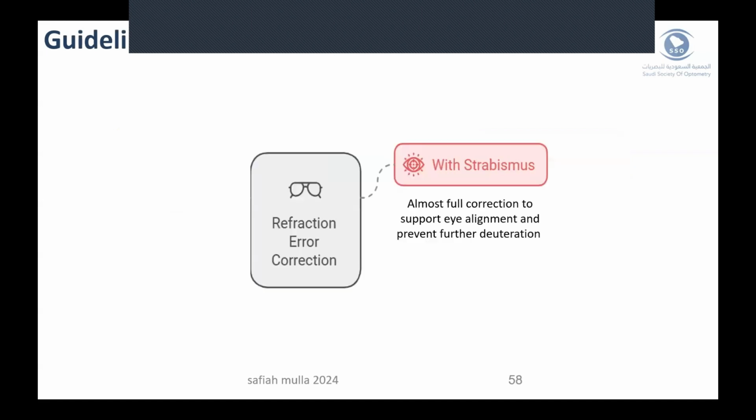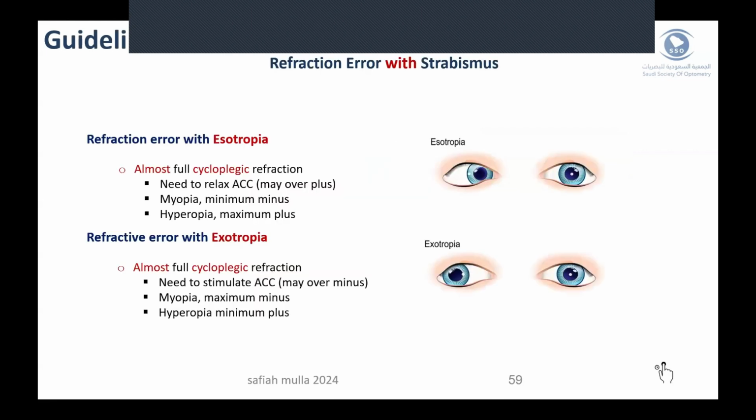First, we will talk about if the child has a strabismus and a refraction, so almost full correction to support eye alignment and prevent further deteriorations. It's a very straightforward method. I will make a summary here.